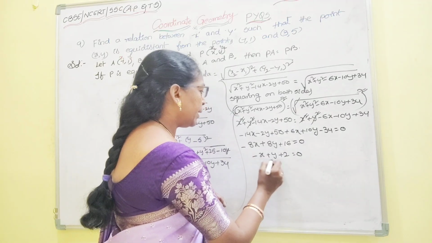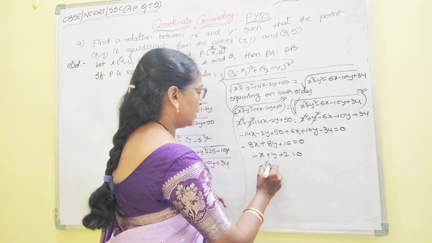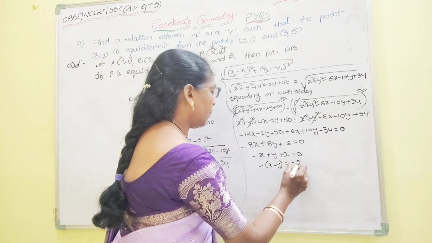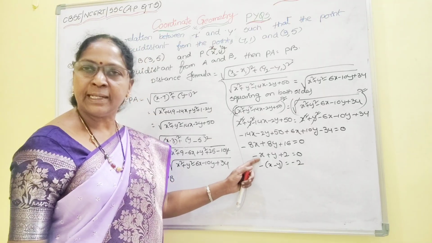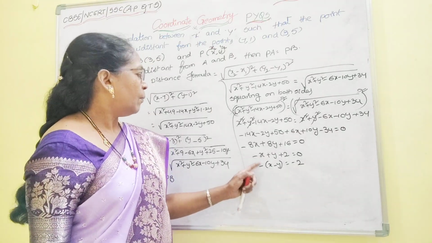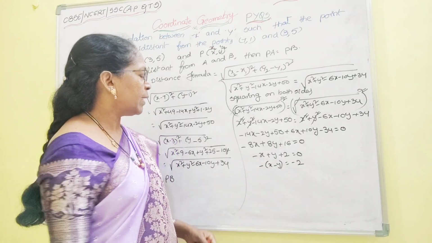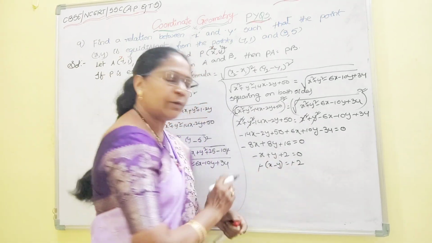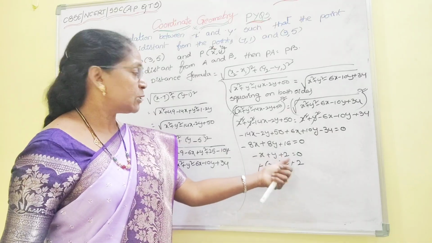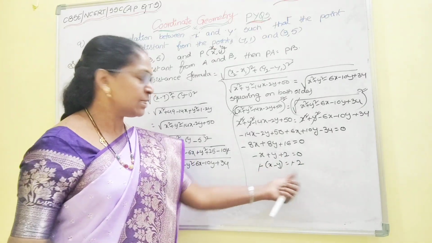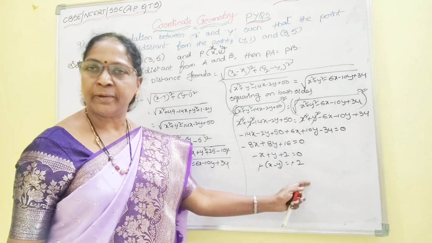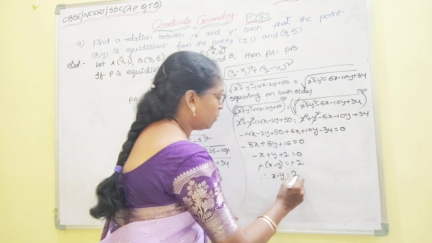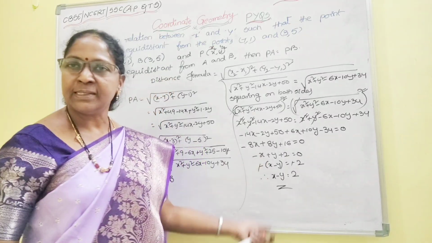And if you take minus as common, then x minus y, and the plus 2 goes to the other side and becomes minus. Here I am taking minus as common, that is minus of x minus y equals minus 2. Then you can cancel minus and minus: x minus y equals 2, otherwise minus x plus y plus 2 equals 0. Anyway, this is the relation between x and y: x minus y equals 2. This is the final answer. Therefore x minus y equals 2. This is the answer.